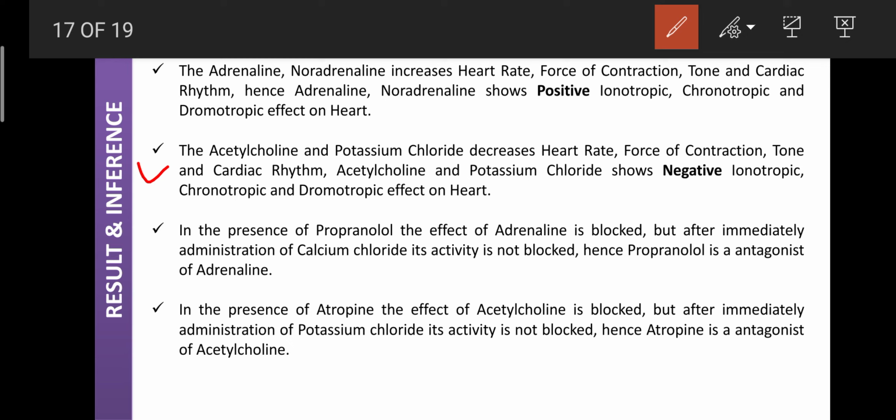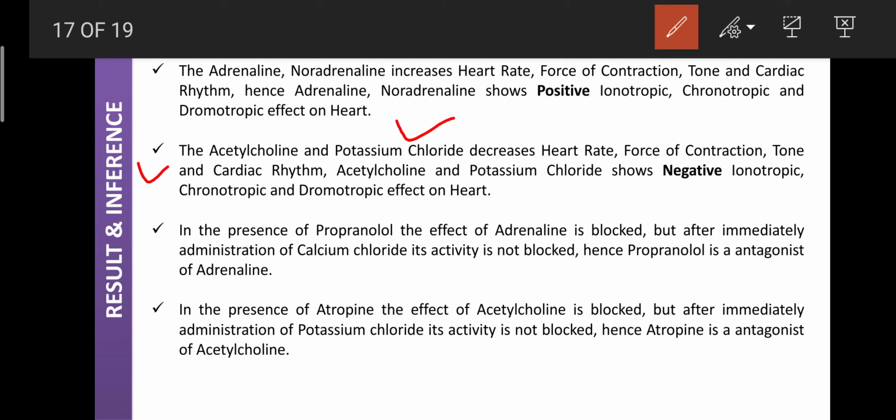So it indicates that where the heart rate is increased, it can be controlled by administration of potassium chloride, but acetylcholine cannot be used therapeutically. It is an unstable drug, so it is not present in any formulation, and it can be used only for experimental or diagnostic purposes.